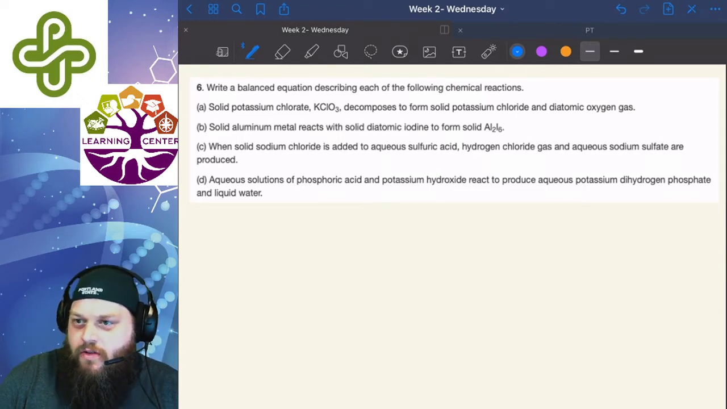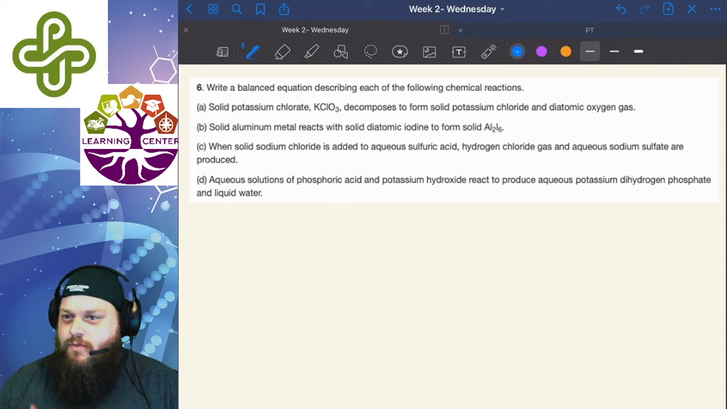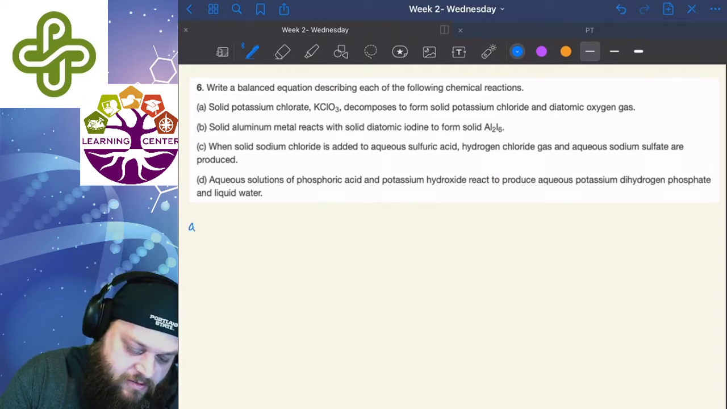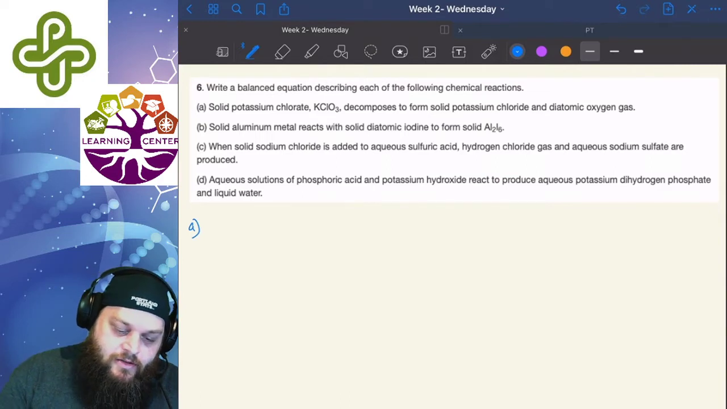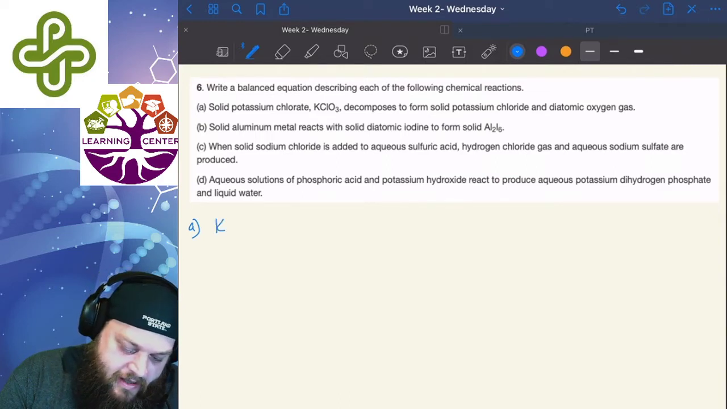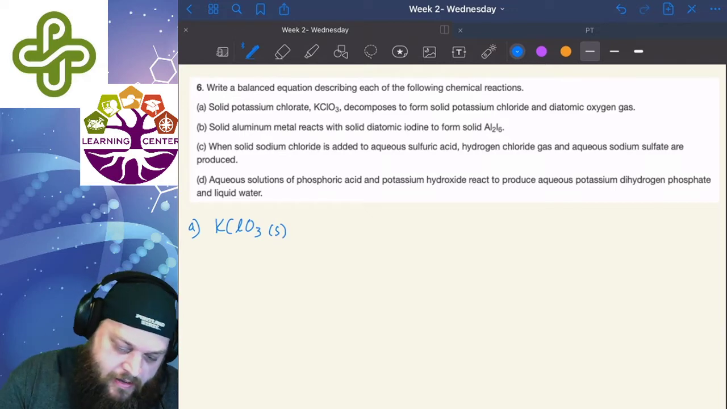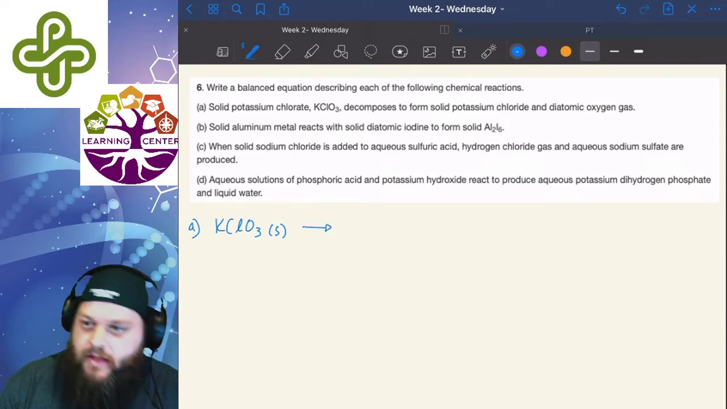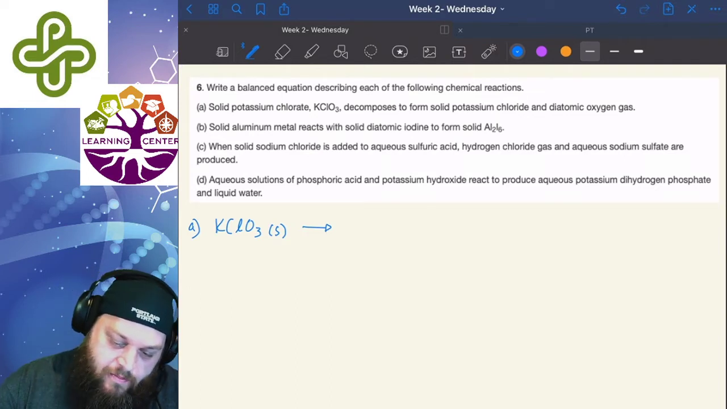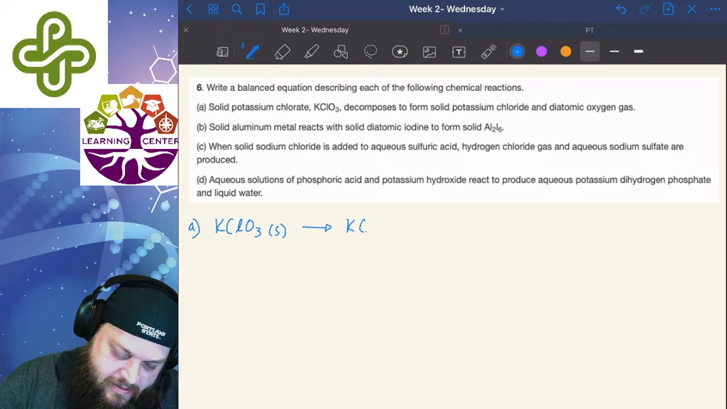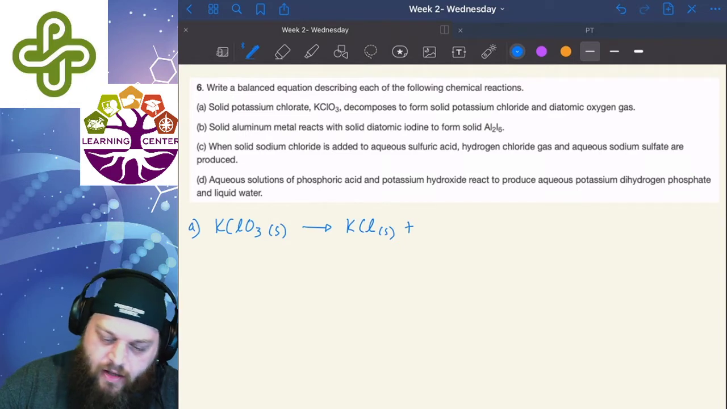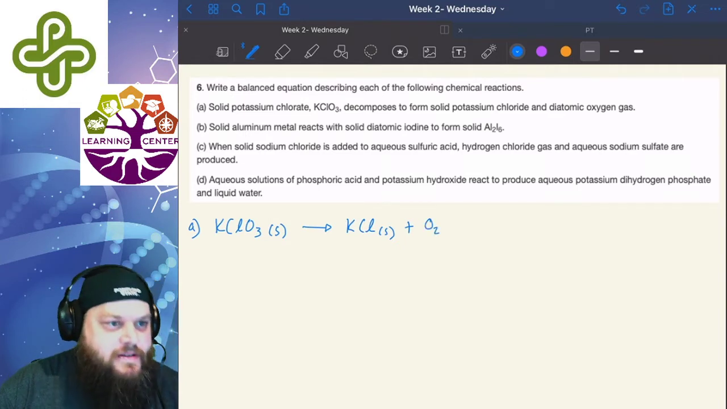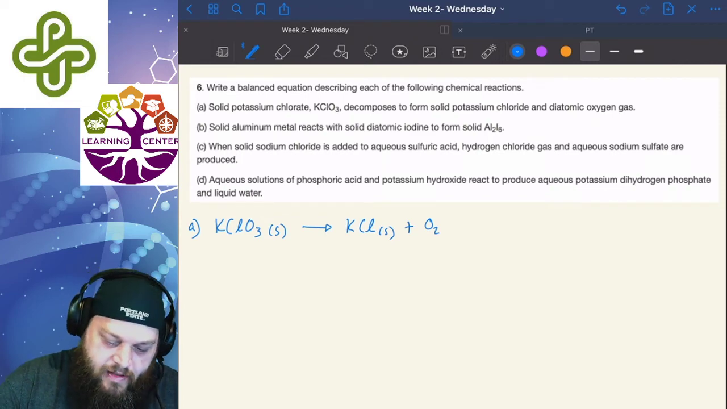So it's a hard thing to kind of read it in words and then write it down into a formula. So that's what this is really trying to get you to recognize. So to start out, that potassium chlorate, they say, is KClO3, and it's a solid. So we want to write the little S next to it there. And it's going to decompose, which means I put that little arrow. That's the reaction happening to form solid potassium chloride. That's KCl, solid, plus diatomic oxygen gas. So diatomic means there's 2 atoms in there. It's going to be O2 oxygen gas.